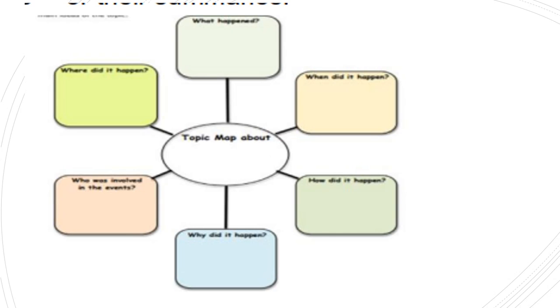Here is a sample. This is one way to do it. You are using a graphic organizer and at the same time the 5 W's and an H questions. At the center, what is the topic about? And then you ask the remaining questions. When did it happen? How did it happen? Why did it happen? Who was involved in the events, and where did it happen? After answering all those questions, it's now time for you to write the summary.